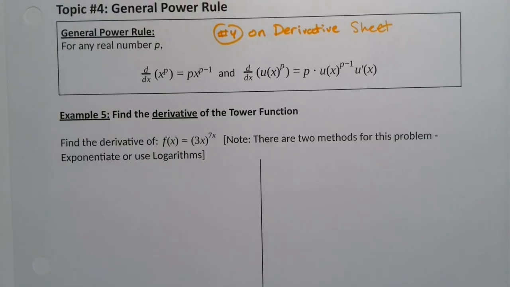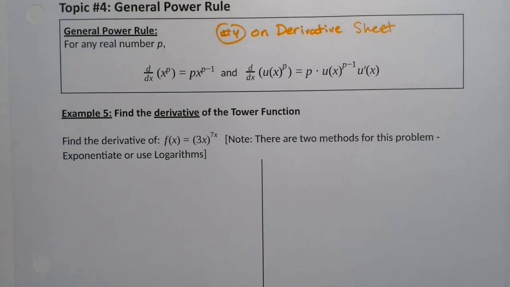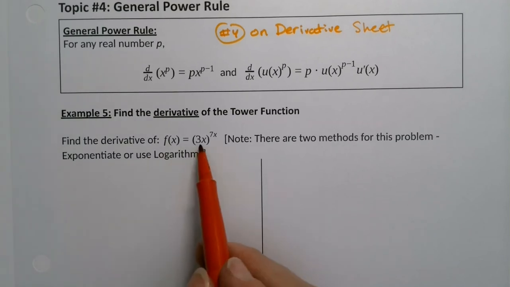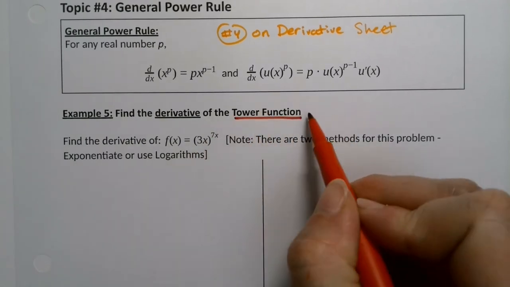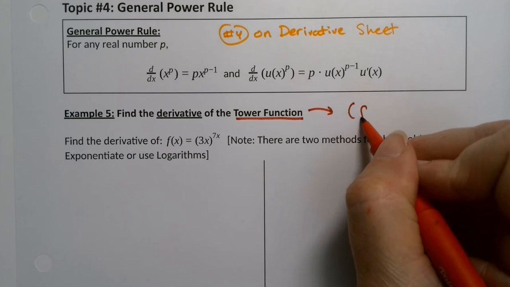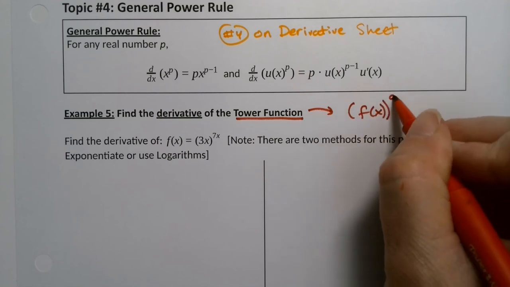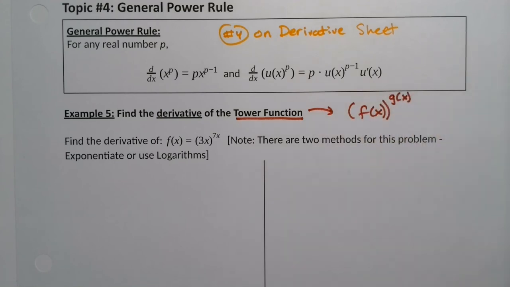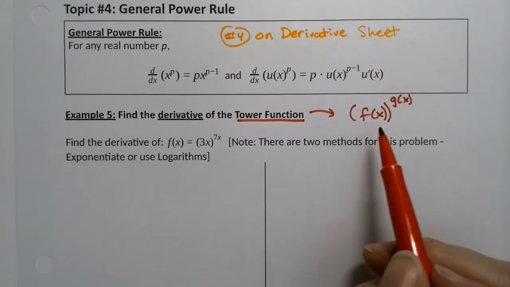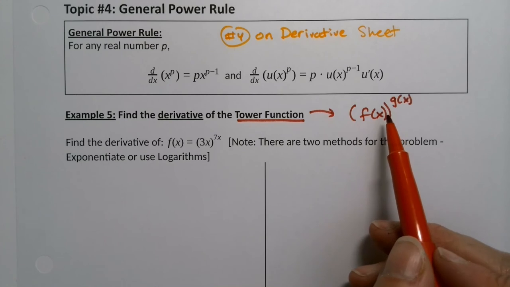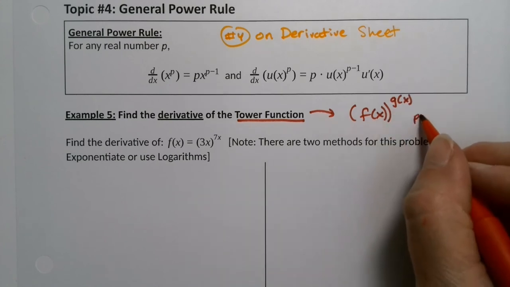However, we've done a million of these in Calc 1, so we don't really need to review that. What we do need to review is the tower function, because the tower function puts the logarithmic and exponential to the test along with the power rules. All right, so what is a tower function? A tower function is when you have a function in x and it's raised to another function in x's power.